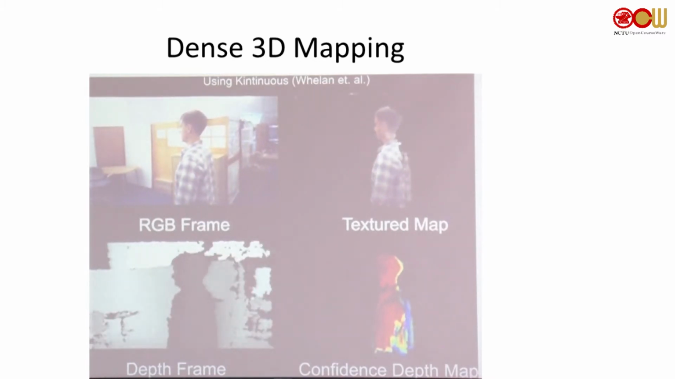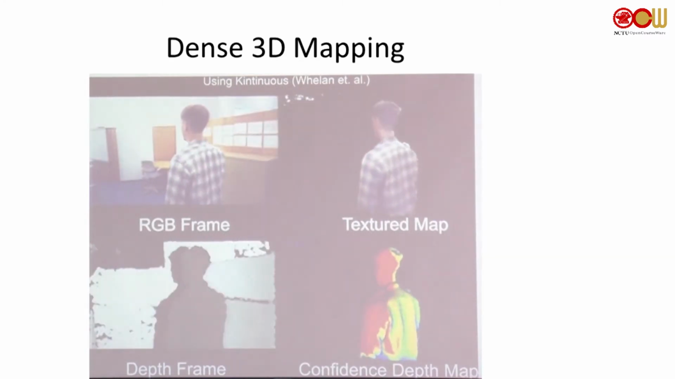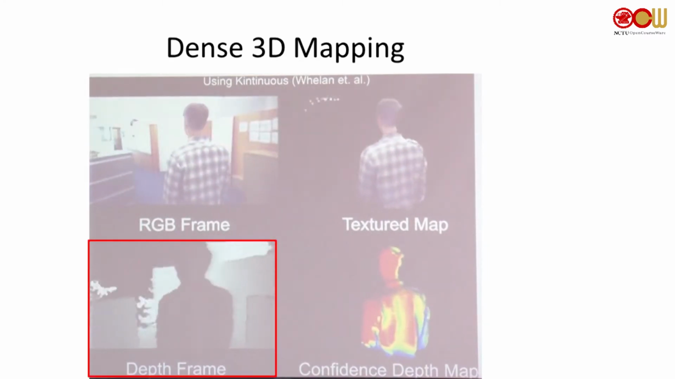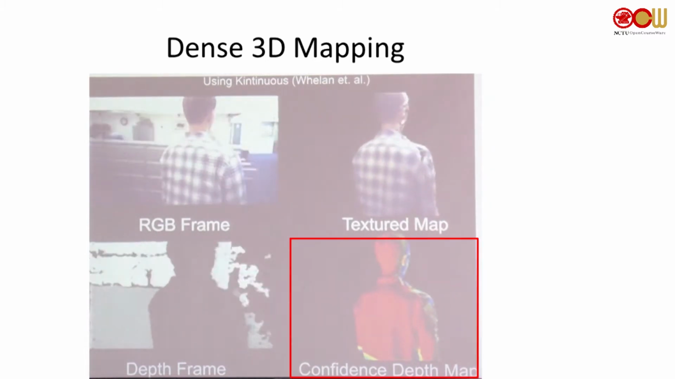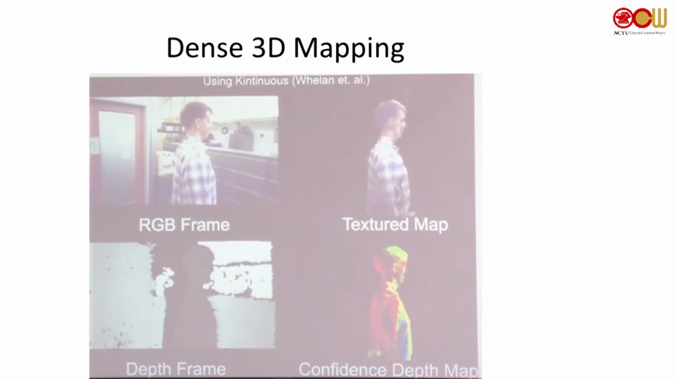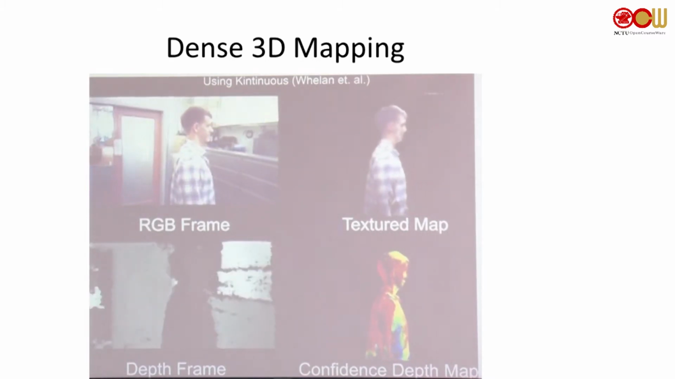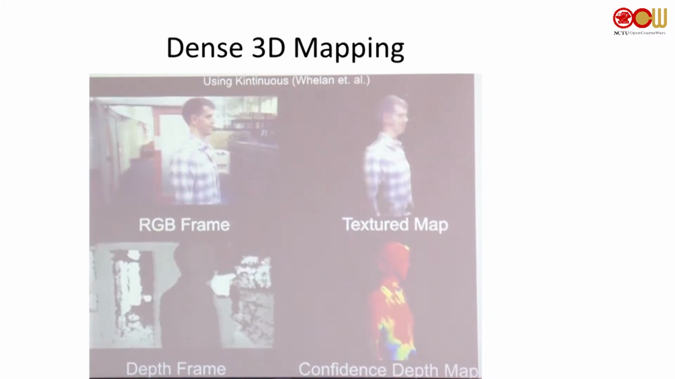And you could see the top left, that's the RGB frame. Bottom left, that's the depth frame. You could also see the confidence depth map at the bottom right over here. If we put together the confidence depth map and the RGB, you could kind of reconstruct someone over here.